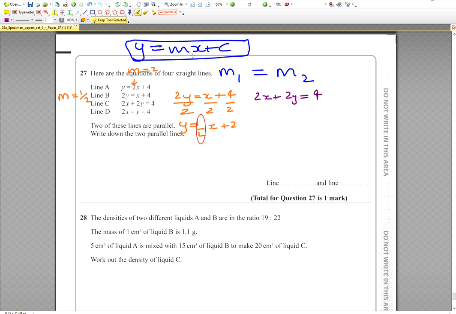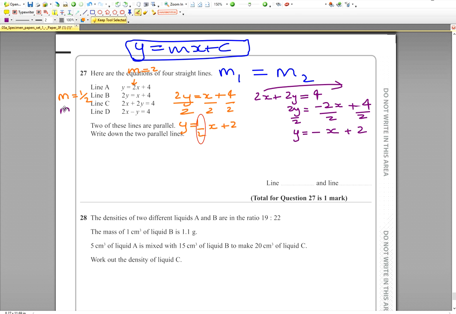We need to get it in the format y equals mx plus c. So first of all, we take the 2x over. So we have 2y is equal to minus 2x plus 4. Is that right so far? Yeah. Now we need to do the same again. We get y on its own, so divide everything by 2. So y is equal to minus x plus 2. So what's the m value now?